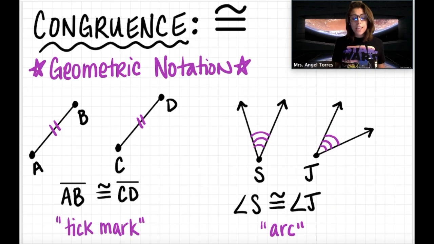So in closing, to show congruence in geometry, we use tick marks to show equal side lengths and arcs to show equal angle measures. That's it for today's lesson.